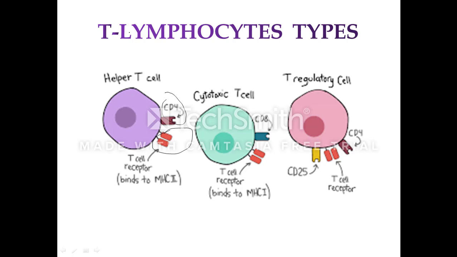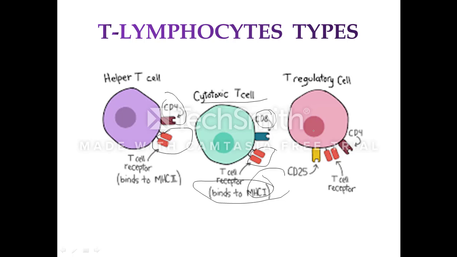The other type of T cell is the cytotoxic T cell. Like the TH cell, it expresses a receptor, here the CD8 receptor, on its surface. Along with that, it has the T cell receptor, which recognizes specifically the MHC1 molecule on the antigen presenting cell. So the cytotoxic T cell is CD8 positive and has the T cell receptor which binds to the MHC1 molecule.